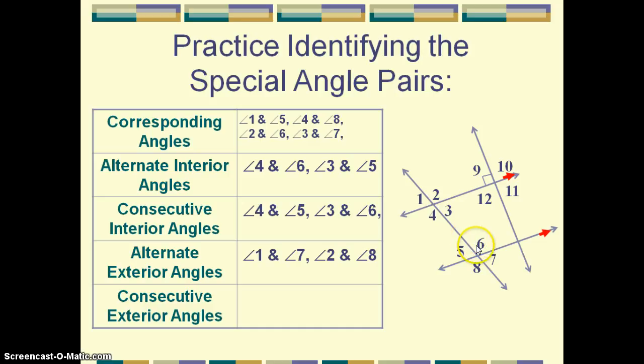Alternate exterior angles, that's going to be 1 and 7 and 2 and 8. Remember that these are on the outside and they're on opposite sides of the transversal. And finally, consecutive exterior angles. 1 and 8 are on the outside on the same side of the transversal, and 2 and 7 are on the outside of the parallel lines and on the same side of the transversal. Just keep referring back to that chart that we did previously that shows you what each of these mean.